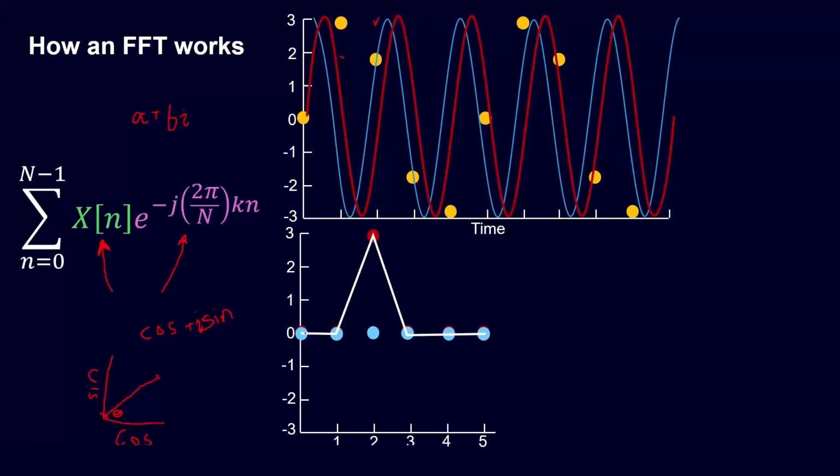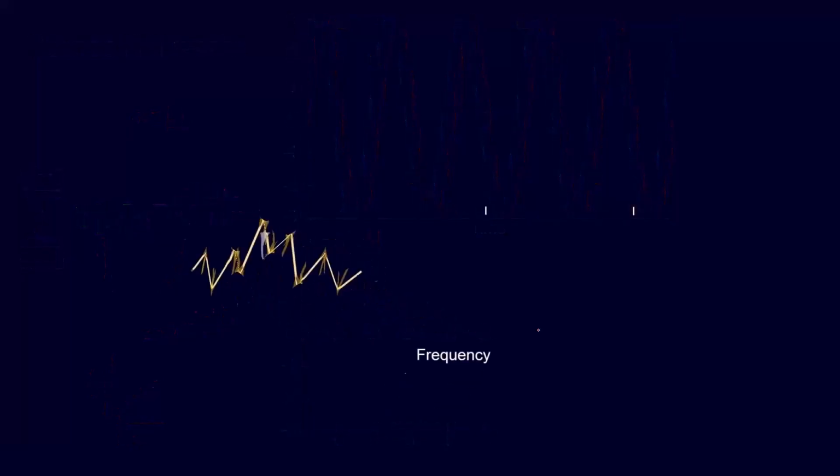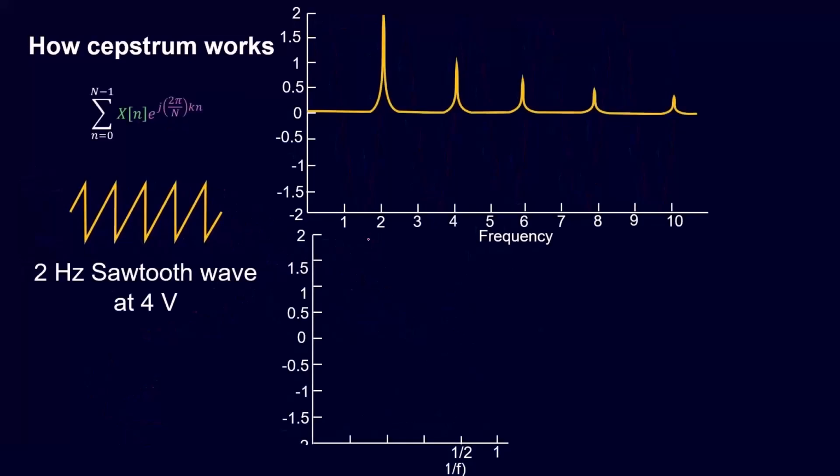So now I know that if I were to look at this FFT plot, I have high correlation or a high value at 2 hertz. So this is a 2 hertz signal, and nothing anywhere else. Did that make sense, Olaf? Yes, sure. Okay, let's try this for a sawtooth wave.